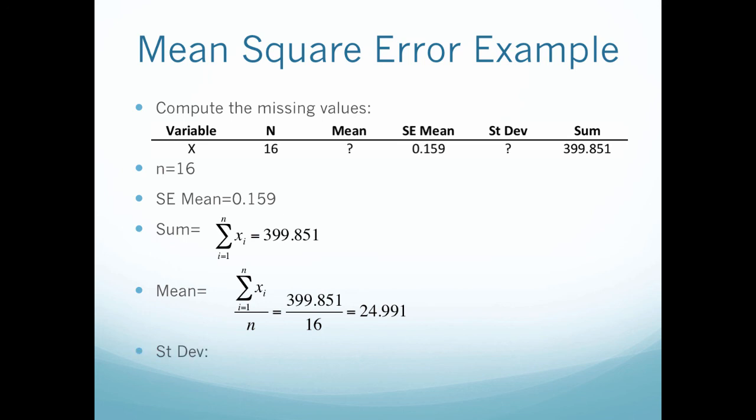I would then find my standard deviation using my standard error of the mean formula. I would just plug in my standard error of the mean and the square root of my sample size, and that would give me my standard deviation. I'd solve that, and that would give me 0.636.